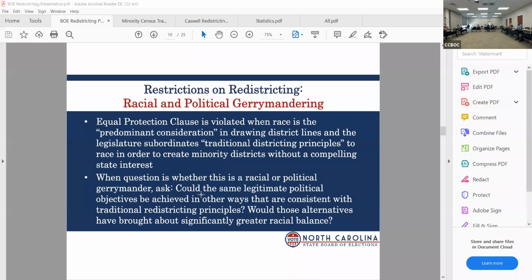In Caswell County's case, we do have an order from the court, a consent decree from the court that requires that Caswell County have 2 minority districts. That consent decree was agreed to by the Board of Commissioners, the Board of Education, and the Board of Elections.